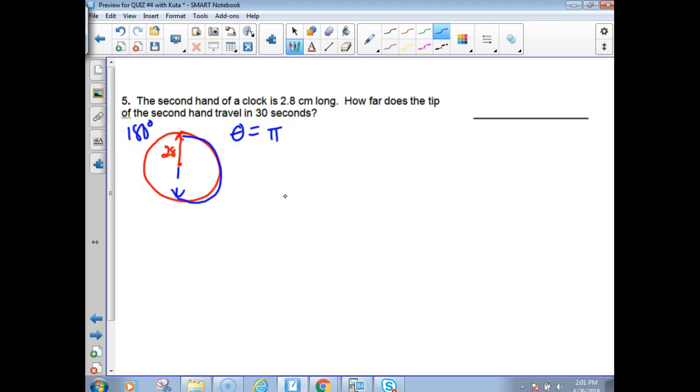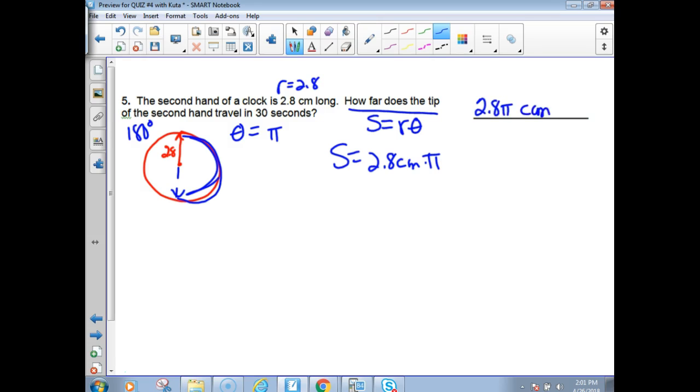All right, so we've got theta. It says how far does the tip travel? That means we're finding an arc length because it's a curve. So S equals R theta is the formula. We've got theta is pi. And we've got, what's the 2.8? It is the radius of the circle. Okay, so we've got S is equal to 2.8 centimeters times pi. So if you want to write it in terms of pi, it would be 2.8 pi centimeters.